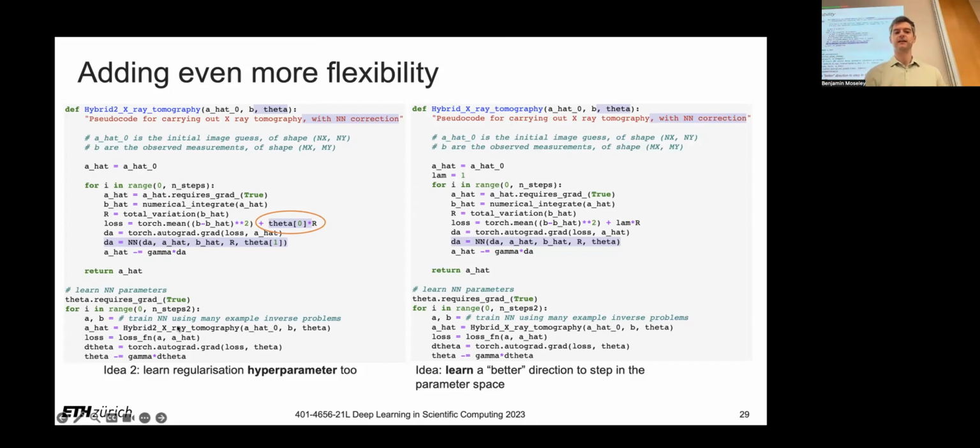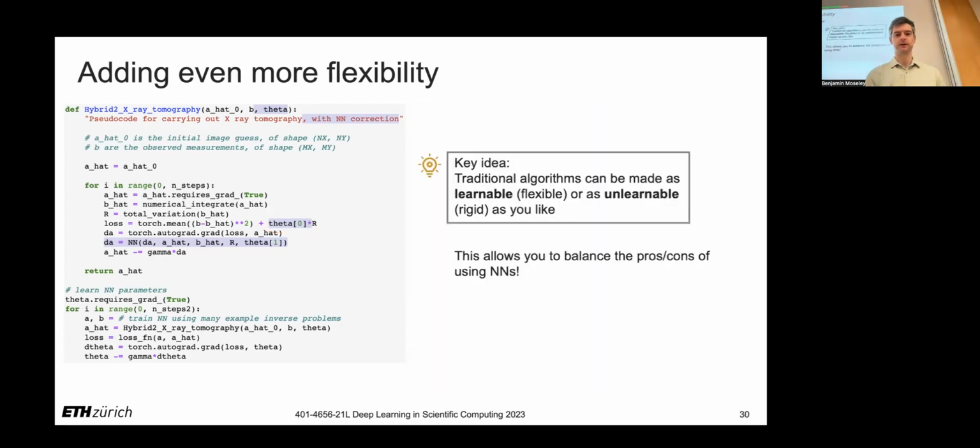Okay, so just to reiterate, we don't need to change the way that we train the neural network or this extra learnable parameter. It's the same training scheme with the same training data. We're just opening up, or making the underlying algorithm a little bit more flexible. And we can really do whatever we like. So this is a really key idea. Traditional algorithms can be made as learnable or as unlearnable as you want as a designer of that algorithm.